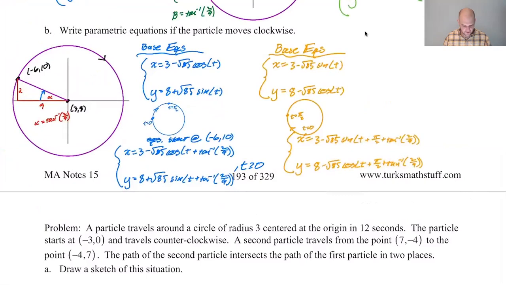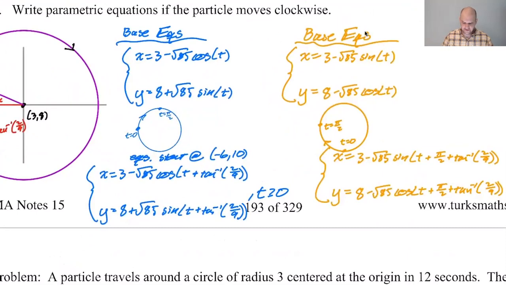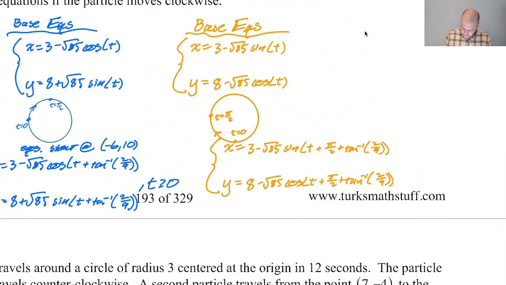I think both of these are going to start at negative 6, 10 and go clockwise. I think that's going to happen for both of them. And let's say t is greater than or equal to 0. Okay, let's go. So if you're done, you're done. See you later. Otherwise, we're going to GeoGebra. We're going to make this happen.